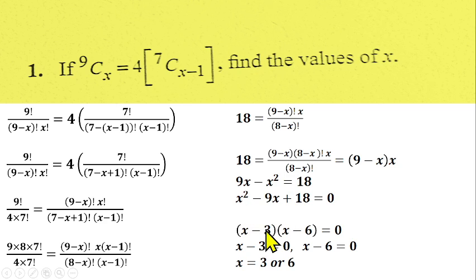Then if you simplify this quadratic equation using the factorization method, you'll be having x minus 3 into x minus 6 is equal to 0. I believe you should know what you have done here to get this. Then from there, x minus 3 is equal to 0, x minus 6 is equal to 0 as well. So technically x will be 3 or x will be 6. So the values of x is 3 or 6 for this question number 1.